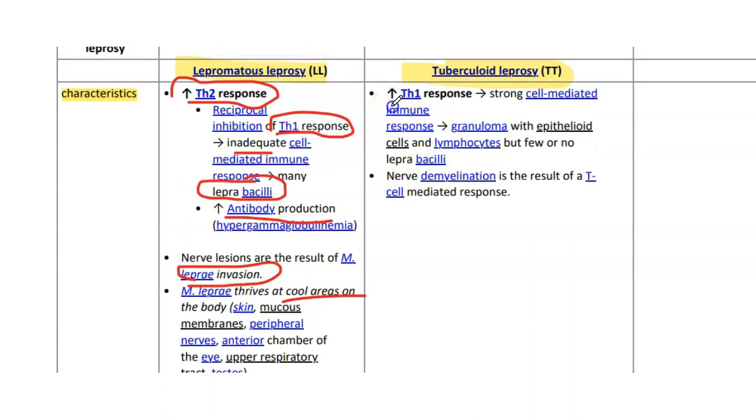In tuberculoid leprosy, there is an increased Th1 response, helper T cell type 1. So there will be a strong cell-mediated immune response. Here the cell-mediated immune response was decreased, while here the cell-mediated immune response is increased. So there will be granulomas with epithelioid cells and lymphocytes, but few or no leprobacilli. Here the leprobacilli were increased, but here the leprobacilli will be few or none. Here nerve demyelination is a result of Mycobacterium leprae invasion, while in tuberculoid leprosy it is a result of T cell mediated response.